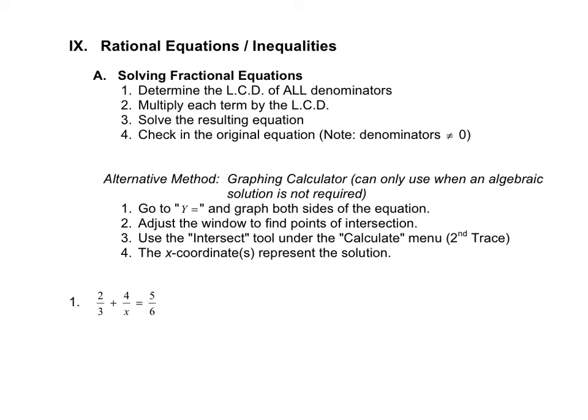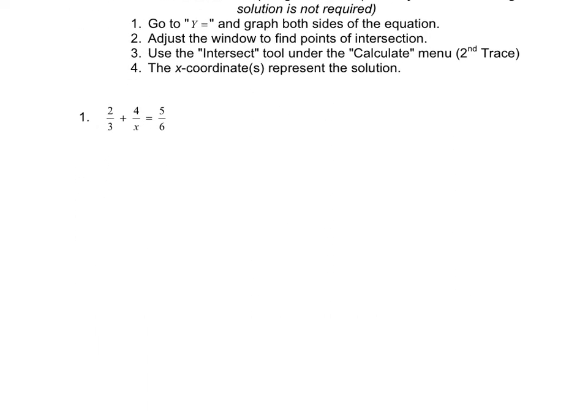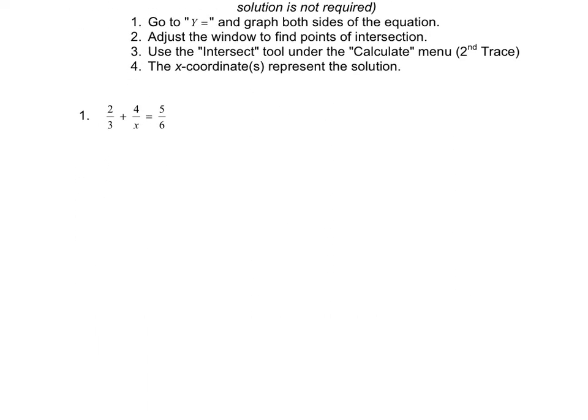Alright, the steps tell me to use the LCD method, so that'll eliminate all the denominators and then make sure I check my answers. Alright, so taking a look at number 1. The LCD for 3x and 6 will be, you're right, 6x. So I'm going to multiply every single term by 6x. Truly it's 6x over 1, but I don't need to put that.